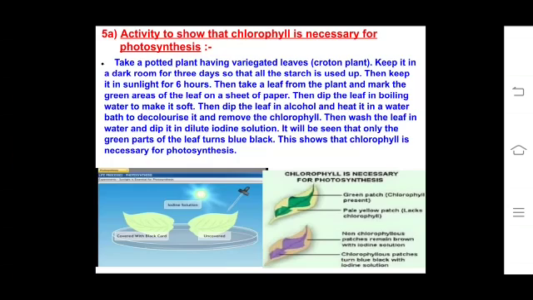Croton plants are beautiful plants which are kept for ornamental purpose, for beautification. So you have to mark the green areas and the non-green areas. Then you have to do the starch test. Starch test, children, you should learn it very well. For all the 3 experiments, we have to do the starch test.